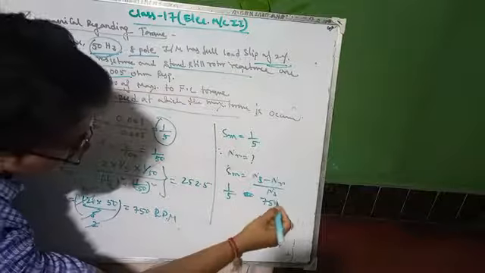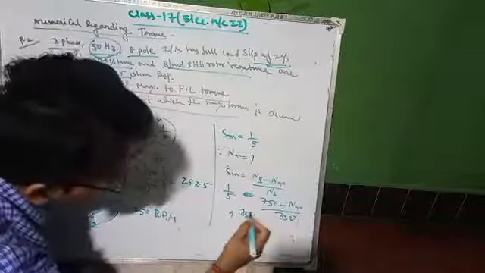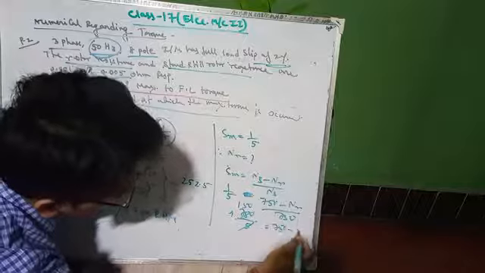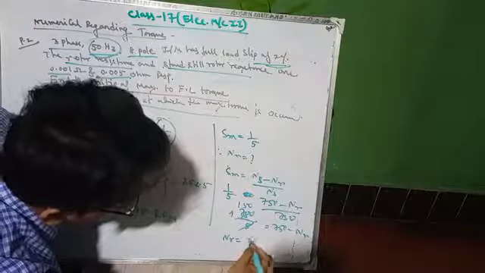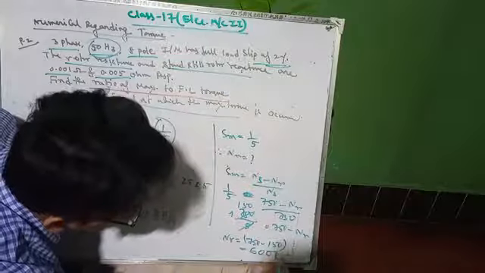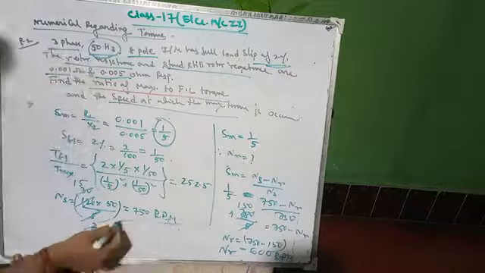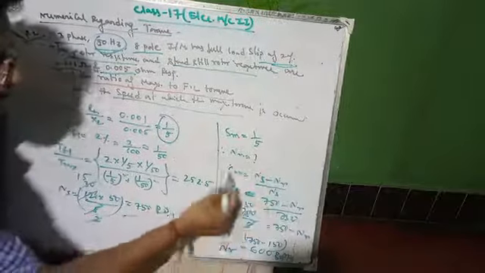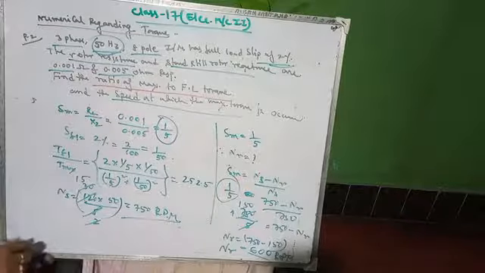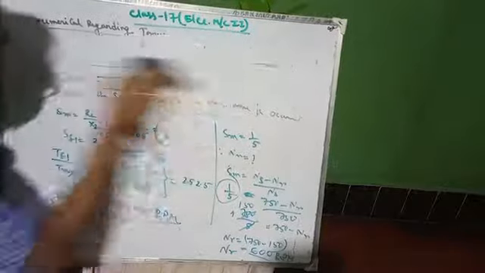So (750 minus Nr) by 750, right? So 750 by 5 equals 150, equals 750 minus Nr. So Nr equals 750 minus 150, which equals 600 RPM, right? 600 RPM. So just find this Ns and put it over here, and Sm is given. You can easily get this Nr of 600 RPM. Okay, so this is your problem number 2. Now I am moving on to problem number 3.